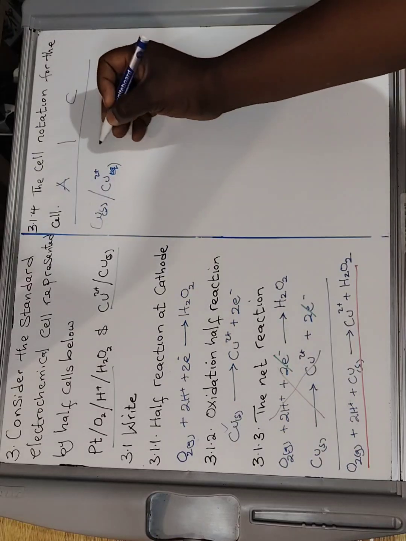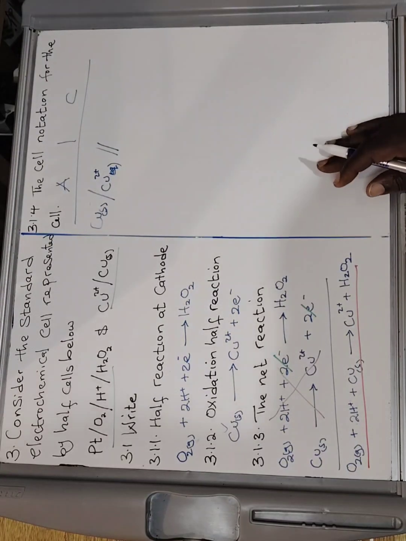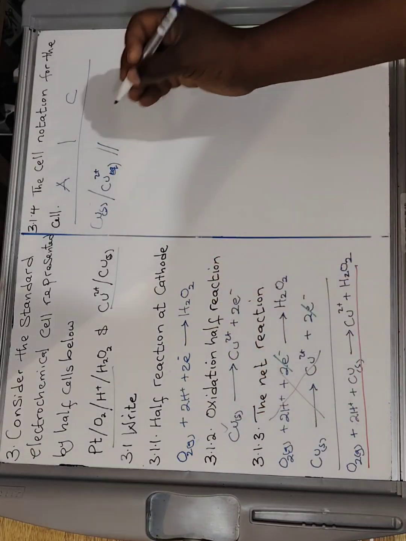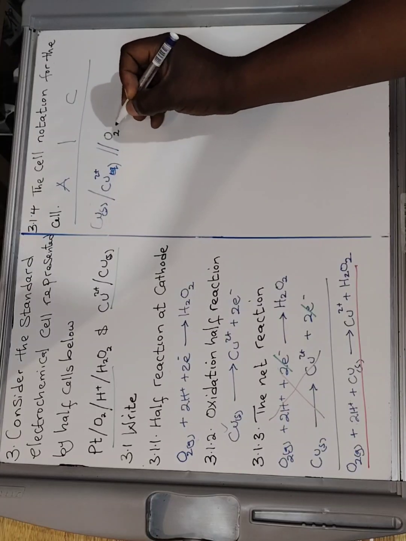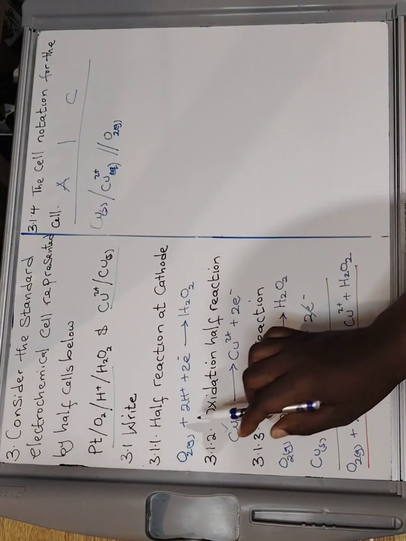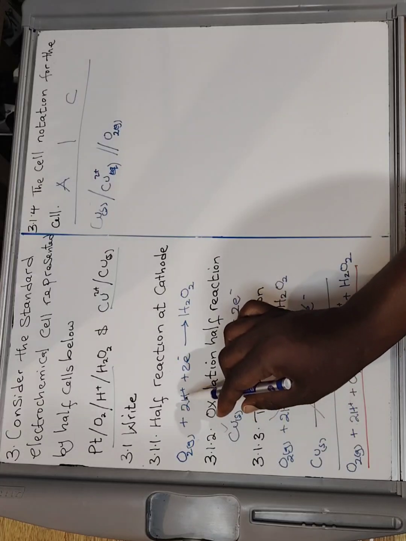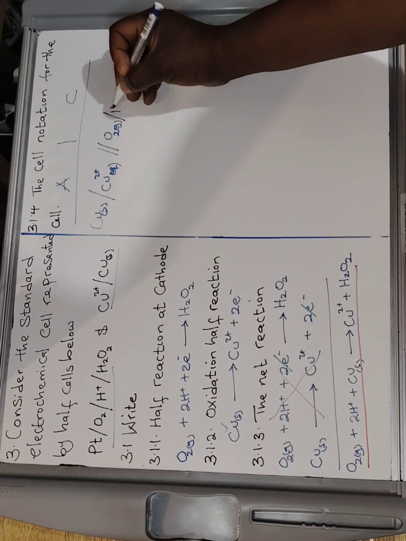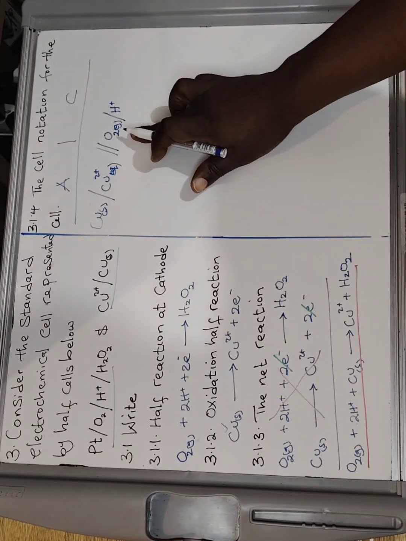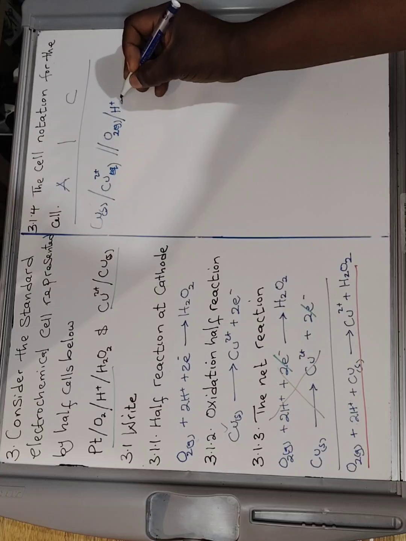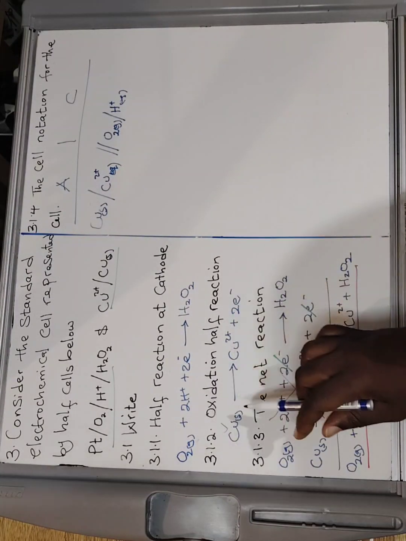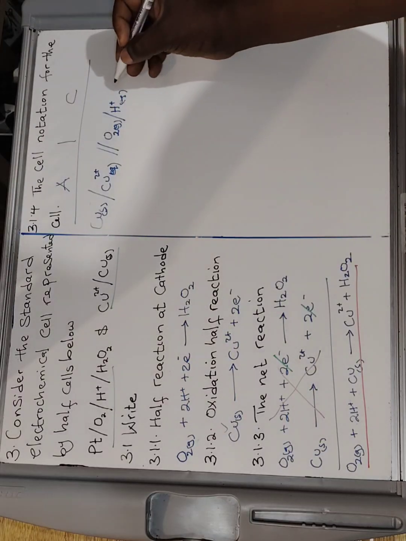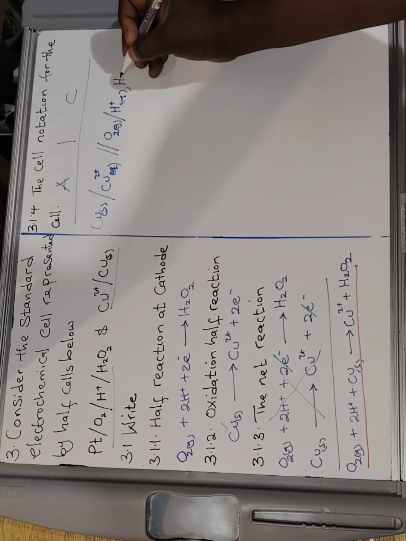What comes next is the salt bridge. After the salt bridge, you bring your cathode. And what does it say? We have oxygen gas. From oxygen gas, we are going to hydrogen ions, so you put a bar and hydrogen ions. Why? Because this is a gas and you're moving to another phase, which is aqueous. Then from aqueous, you are going to hydrogen peroxide, which is also aqueous. So you put it there.